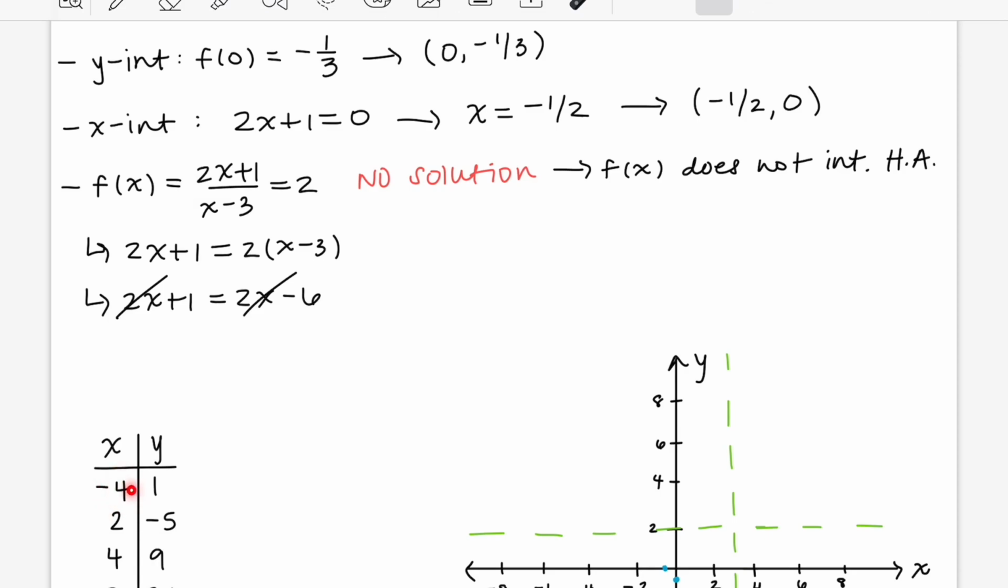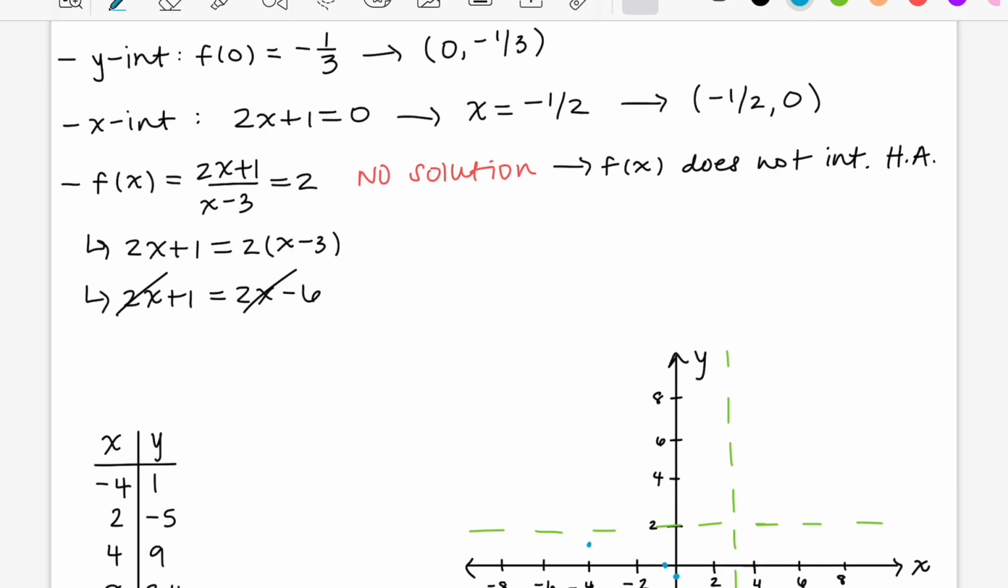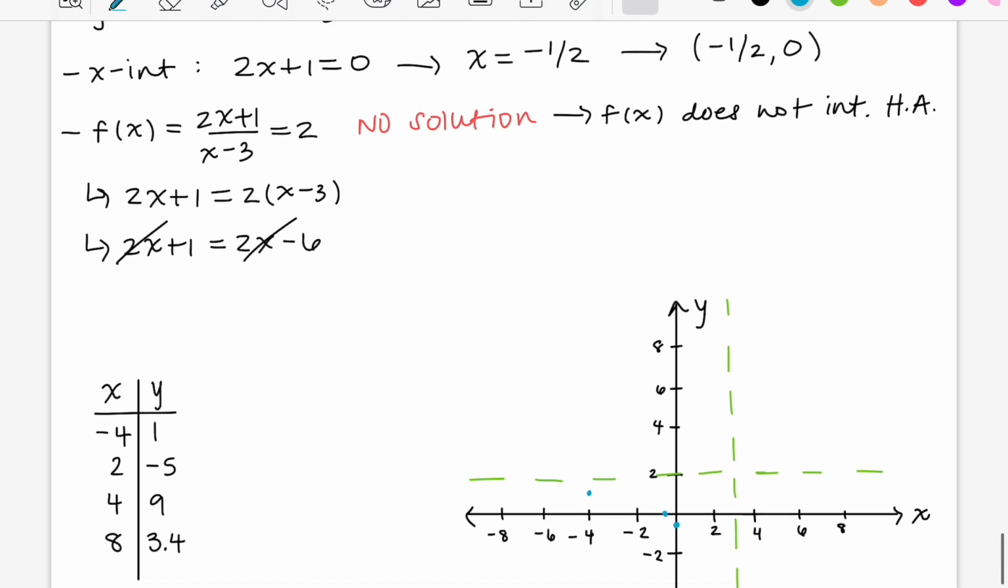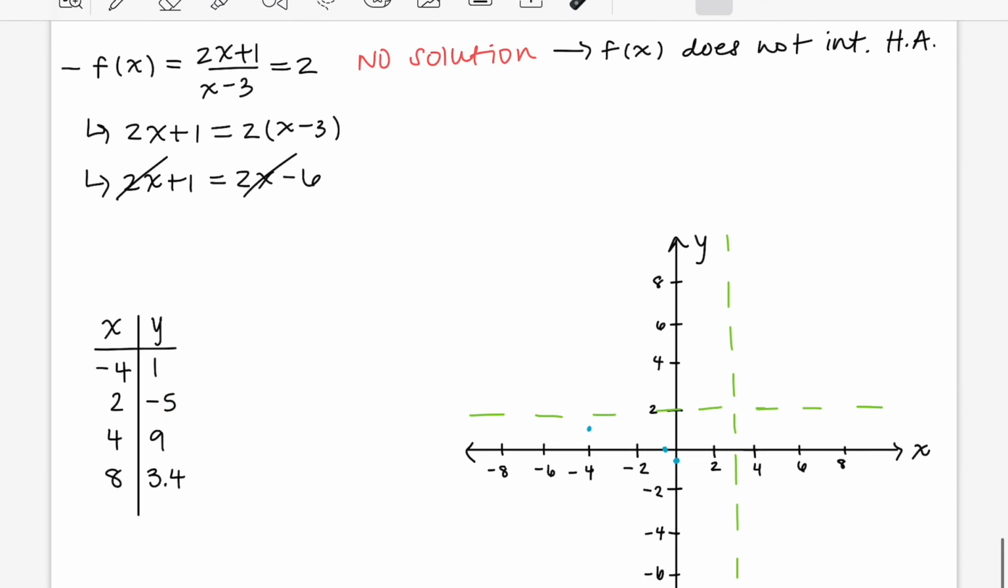All right. Picking a test number, -4 here, we get that our output is going to be 1. So it's going to be above the x-axis, and it's going to be right about there. Similarly, plugging in 2 into our function, we get -5. So in that region, our function is going to be below the x-axis. It's negative, so it'll be right about there. So this tells us that our function in this region is going to look something like this, never crossing our horizontal and vertical asymptotes.